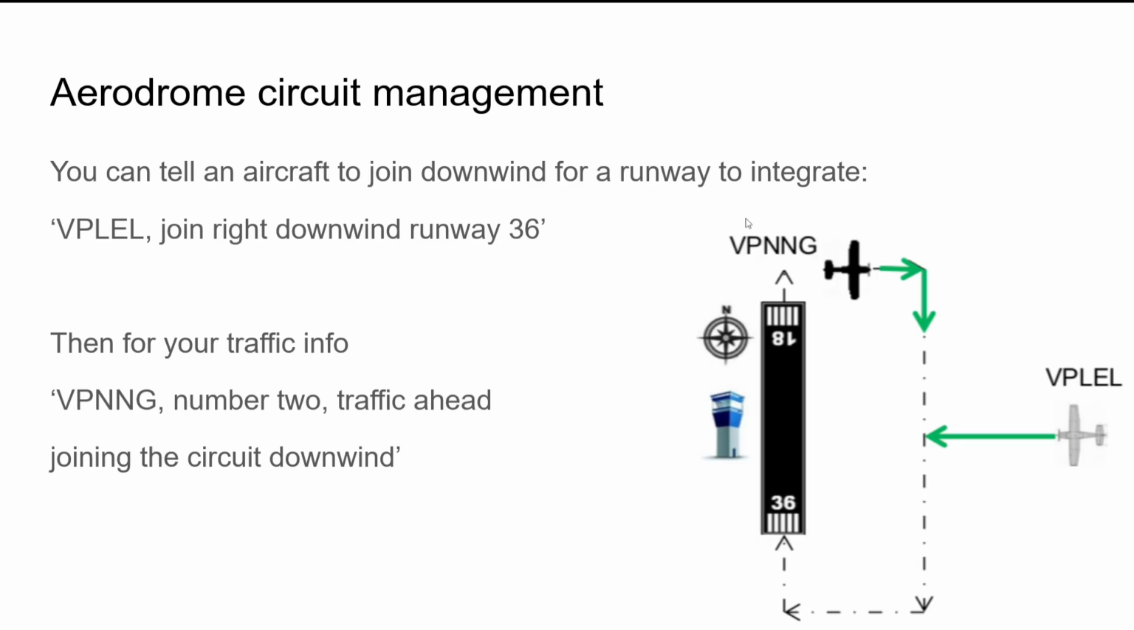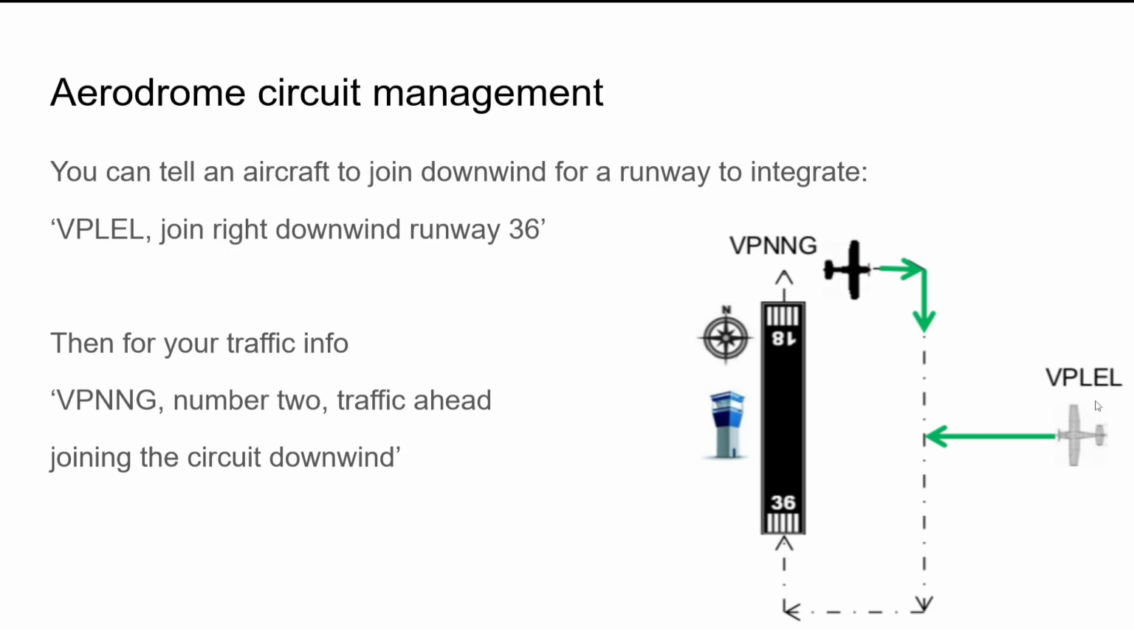Now, next important thing is aerodrome circuit management as tower. We have an aircraft, Victor Papa Lima Echo Lima. This is a made-up airport. He wants to join the circuit. You can tell him, "join right downwind, runway 36." This is because it's a right-hand circuit. So he will fly this way, he'll join, and he'll fly this way.